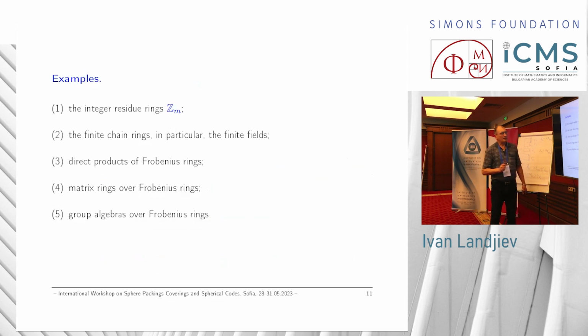Do we have nice examples of Frobenius rings? Yes, of course: all integer residue rings are Frobenius rings, and all finite chain rings, in particular the finite fields. Finite fields are trivial chain rings with no nontrivial ideals, at which Bernhard Heisel made the remark, I wouldn't call a finite field trivial. Direct products of Frobenius rings, matrix rings over Frobenius rings, and group algebras over Frobenius rings are again Frobenius rings.